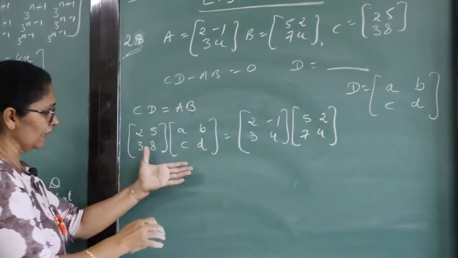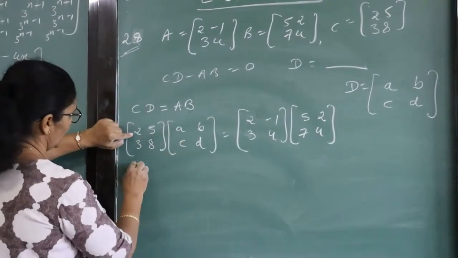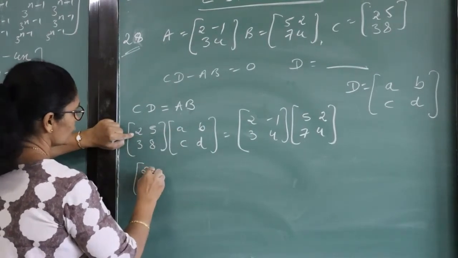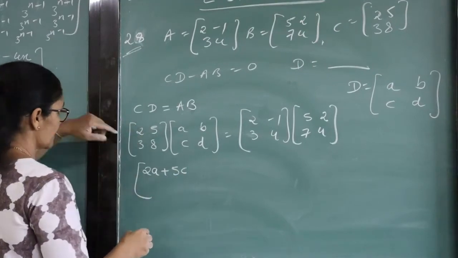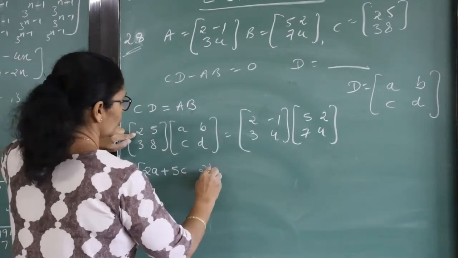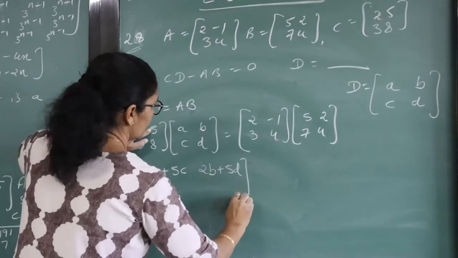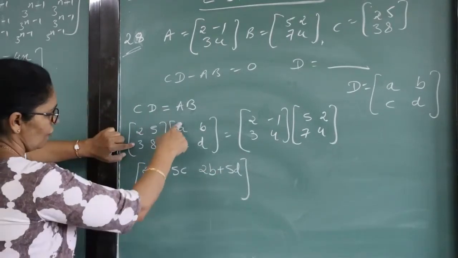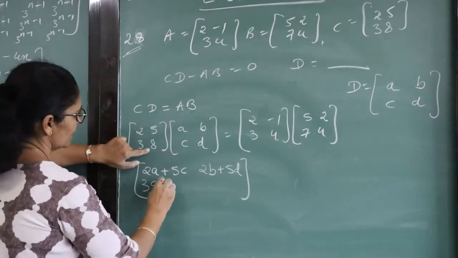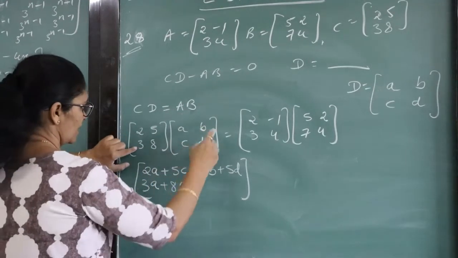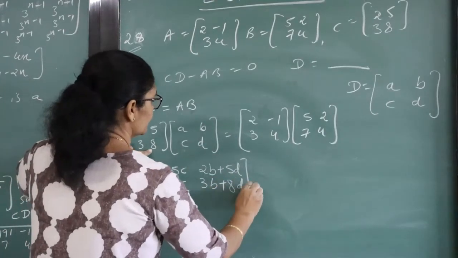Okay, now simple multiplication is there. Let's start with first row, first column: 2 into a, so 2a, plus 5 into c, means 5c. Then 2 into b, 2b, plus 5 into d, 5d. In a similar way, second row, first column: 3a plus 8c. Similarly, 3b plus 8d.